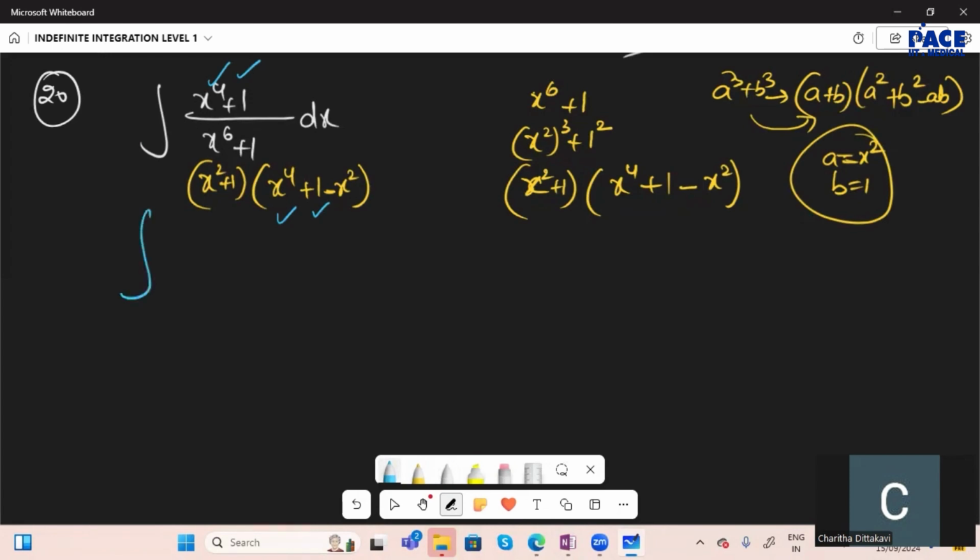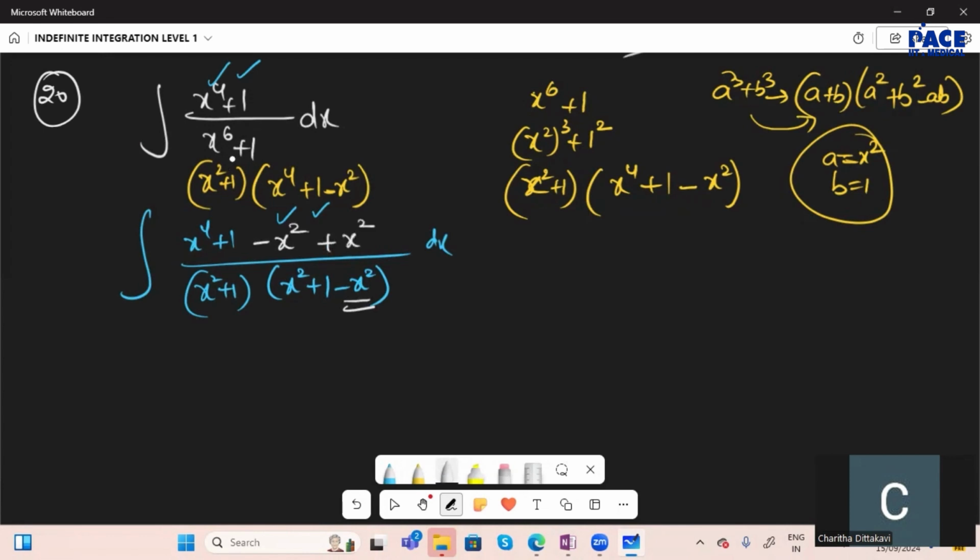So I am just rewriting the question, (x^4 + 1)/((x^2 + 1)) into (x^2 + 1 - x^2) dx is already there. Whatever I need, minus x^2, that I will take minus x^2 with a plus x^2 and proceed. Is the question clear now?